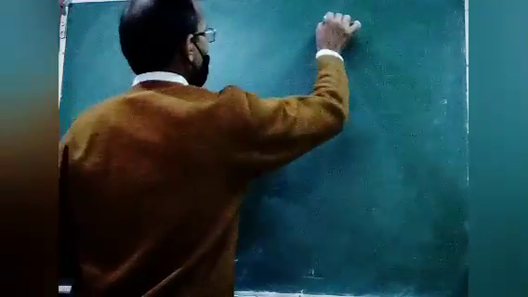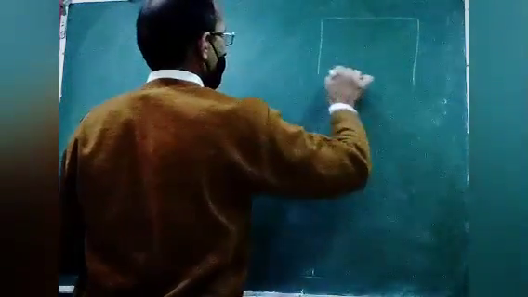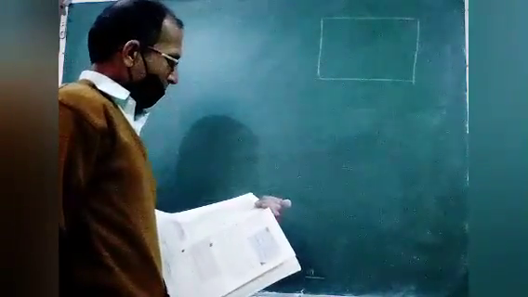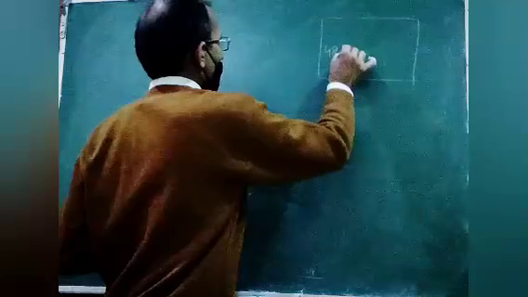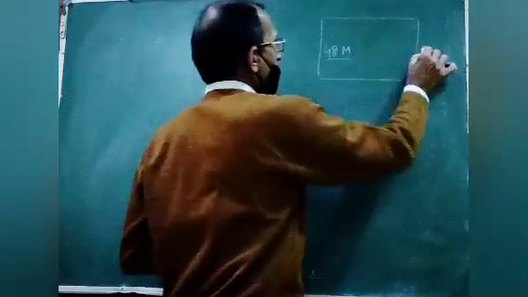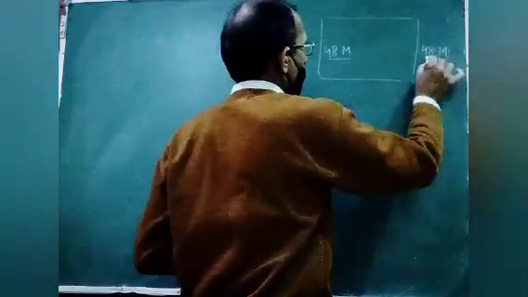The breadth of a rectangular park is 48 meter. If 3 km 72 meter long wire is required for fencing it, find the length of the park. Very good. So this is a rectangular park. Now see, the breadth of a rectangular park is 48 meter. You know opposite sides of a rectangle are equal, so this also will be 48 meter.